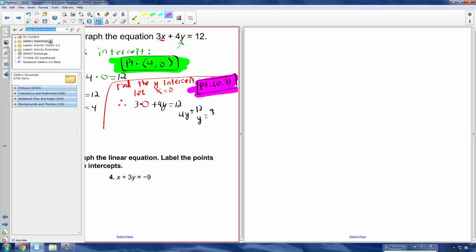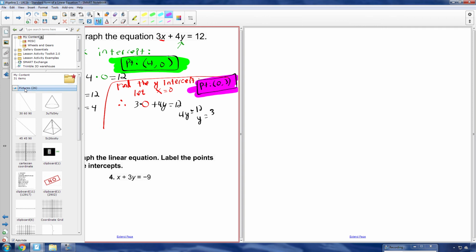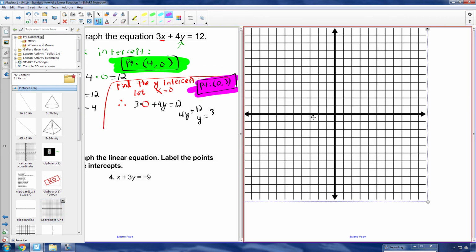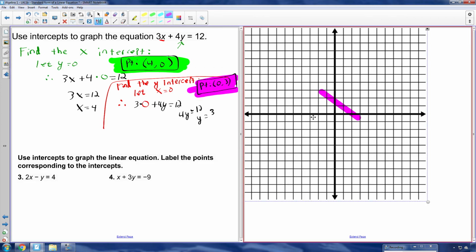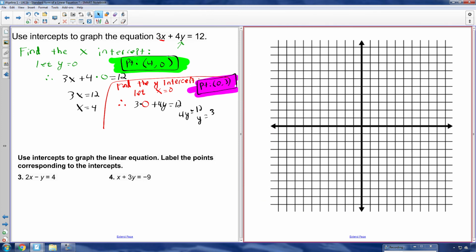Let me see if I can pull a quick coordinate grid here for you. I think I got one. There we go. Perfect. Oops, darn. That's a shame. Embarrassing.